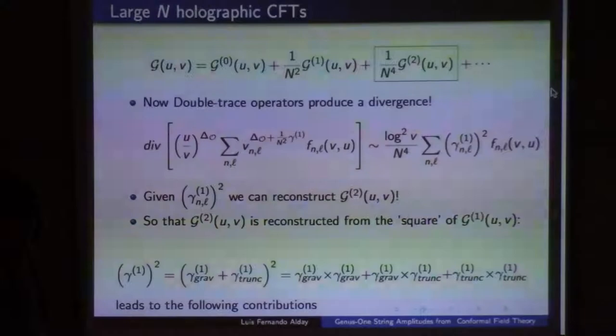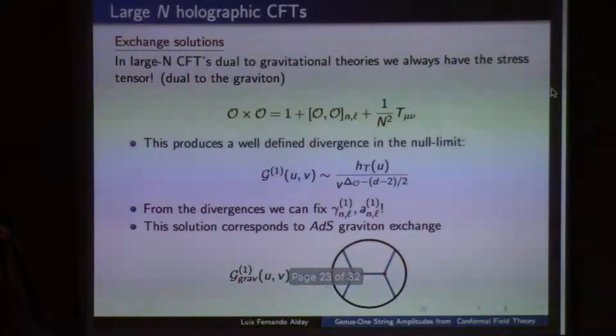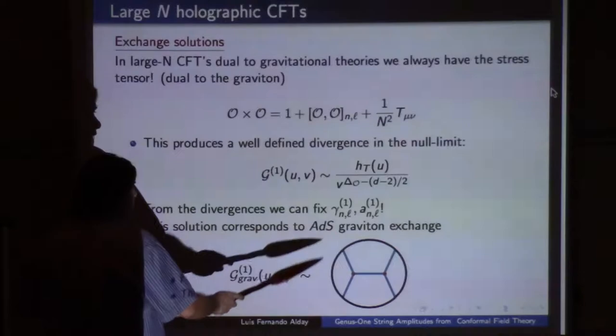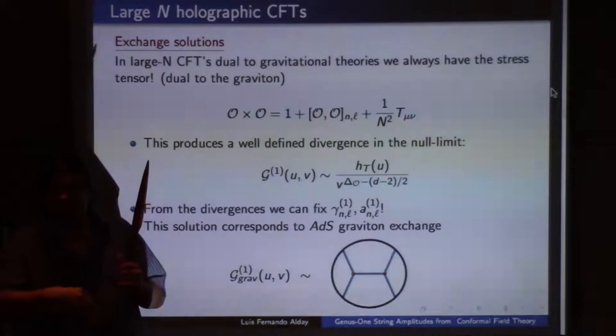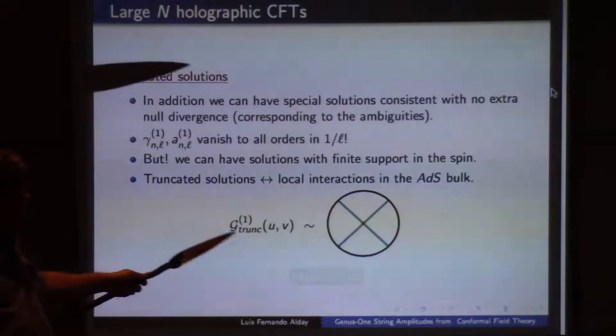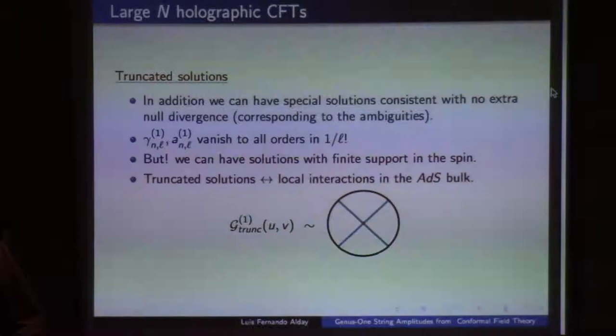The exchange is the double trace. Every solution gives me an anomalous dimension and a correction to the OPE coefficient of the double trace. But in an exchange solution, double trace operators with all spins acquire a correction. But for these quartic interactions, let's say only double trace operators with spin 0 acquire a correction. Or only spin 0 and spin 2. Or spin 0, 2, and 4. That's why they are truncated in the spin.